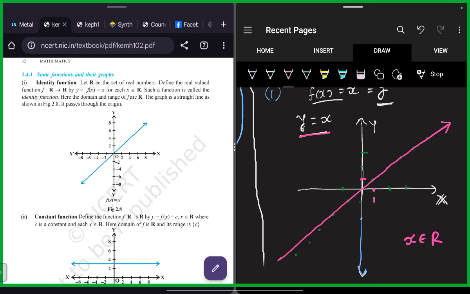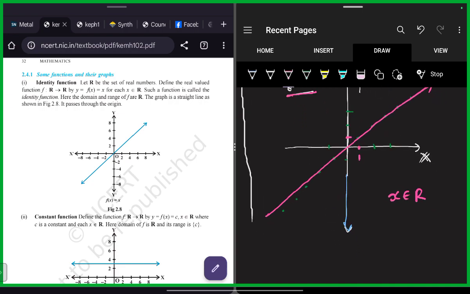Here please remember that the domain and range of this function is R. Any real number. And the range of the function f is any real number. Understood, Lipika? Easy.